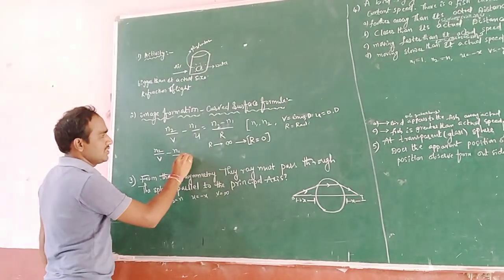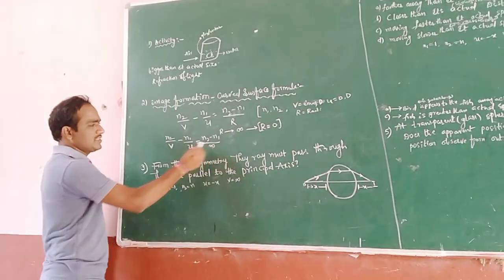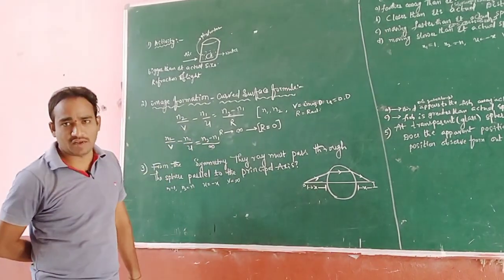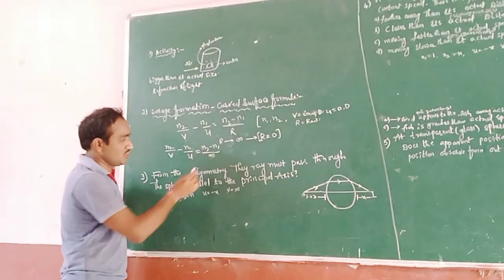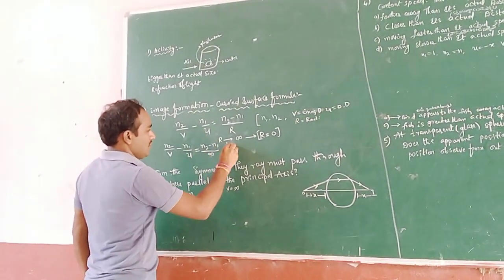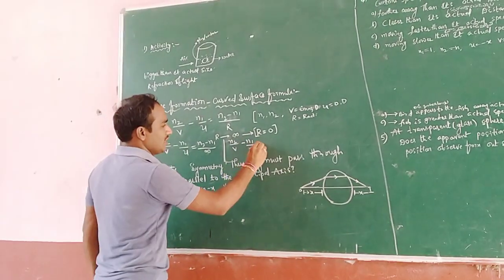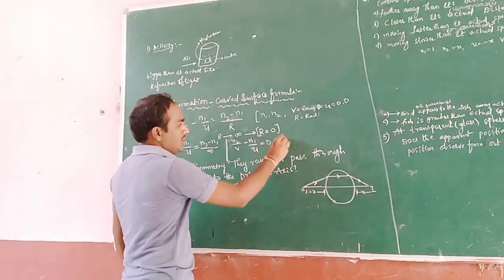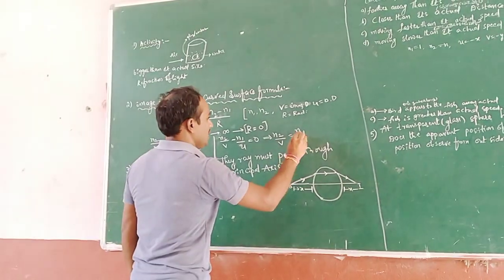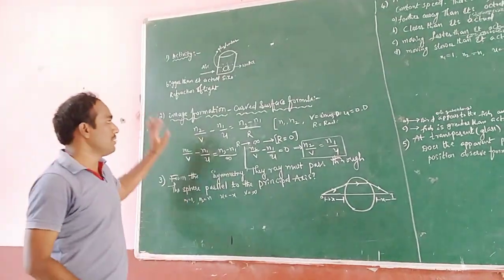by infinity. Infinity means we cannot divide the numerator by infinity, that's why we write 0. This total part becomes 0. Then here n2 divided by v minus n1 divided by u is equal to 0. This implies n2 divided by v is equal to n1 divided by u. So it is the formula of image distance.